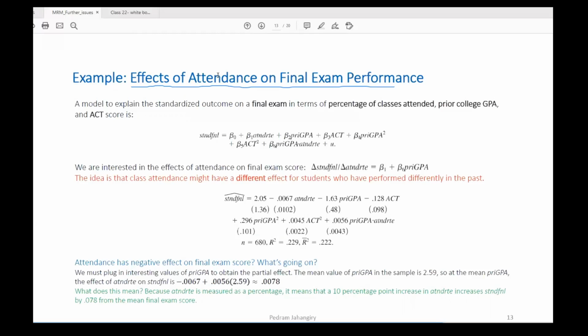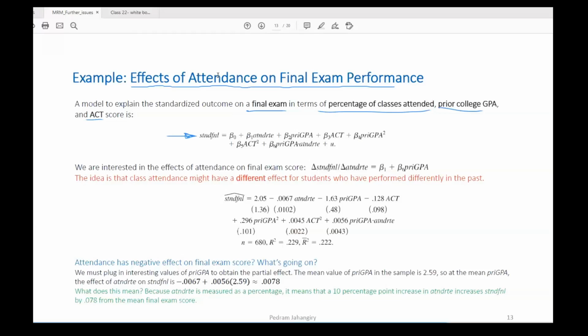Imagine we want a model to explain the standardized outcome on final exam in terms of percentage class attendance, prior college GPA, and ACT score. Okay, but I can go ahead and say, okay, regress my final exam score on attendance rate, college GPA, and ACT score, and be done with it. But we want to have some fun. We want to add some quadratic versions. We want to add some interaction terms, etc. So let's say this is our model.